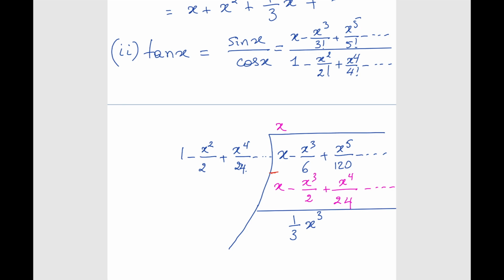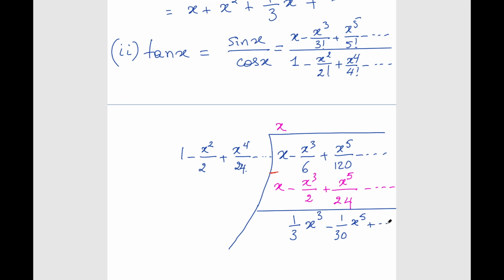x cubed. And then 1 over 20 for, oh, this is x5, this is x4. Okay, so is it x5? Oh, this is x5. Okay, my bad. This is x5, right? Because x times x4 is x5. Okay. Then we get, what? 1 over 20 minus 1 over 24. What is it? Minus 1 over 30 x to the power 5.